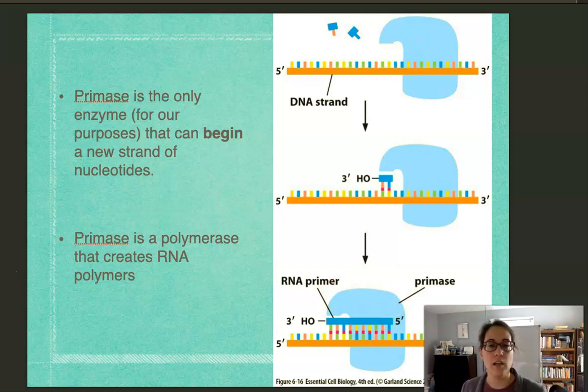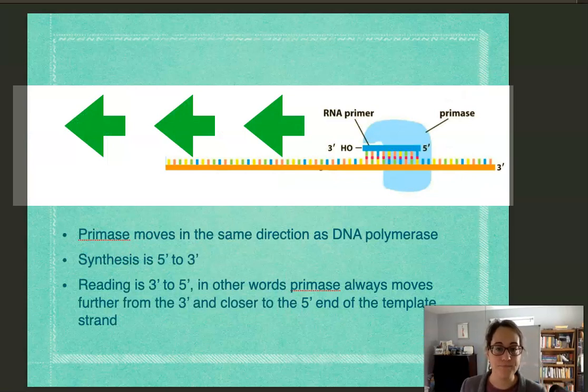Now, the DNA polymerase will then come and add onto this short primer that primase has constructed. So this is called a primer, this short sequence of RNA nucleotides. Primase moves in the same direction as DNA polymerase, as we saw in that video. Synthesis is 5' to 3', reading is 3' to 5'. So in other words, primase always moves further from the 3' and closer to the 5' end of the template.